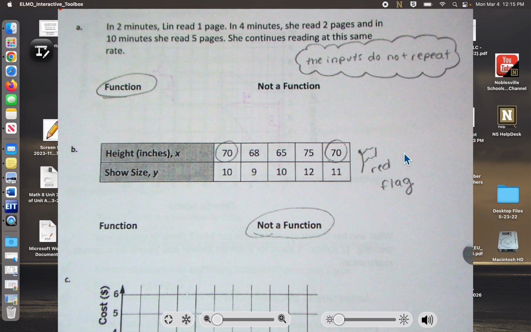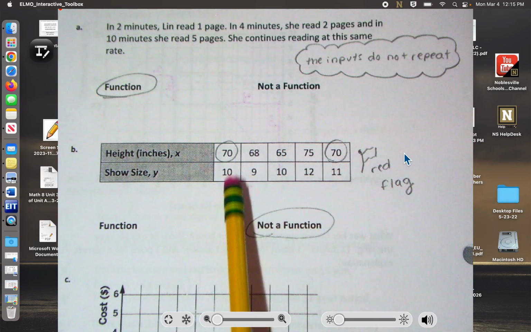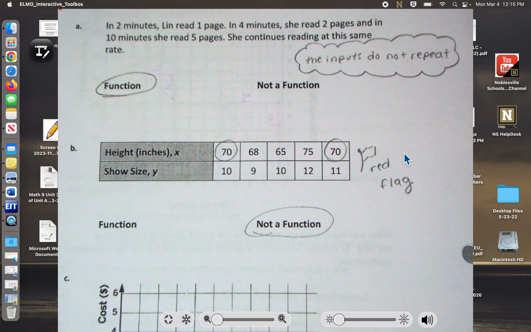Okay. That means that 2 people were the same height, but they had different shoe sizes. We don't care that the shoe size is repeated. That doesn't matter to us. We're only looking at the X values to determine that.